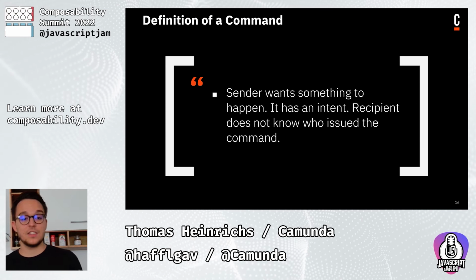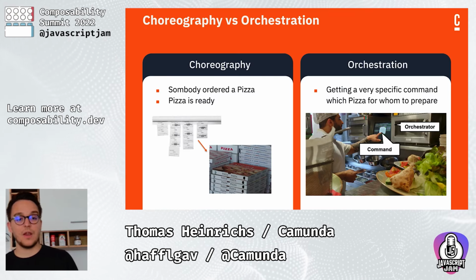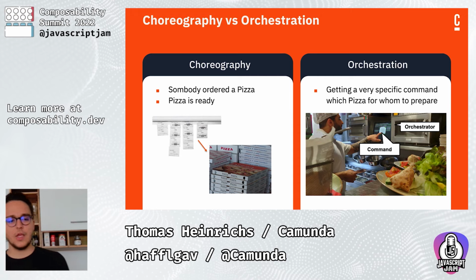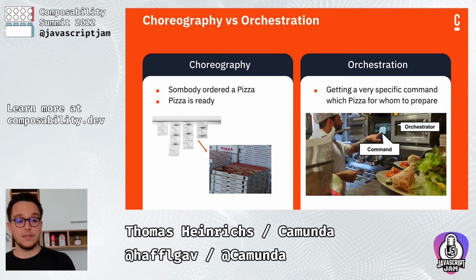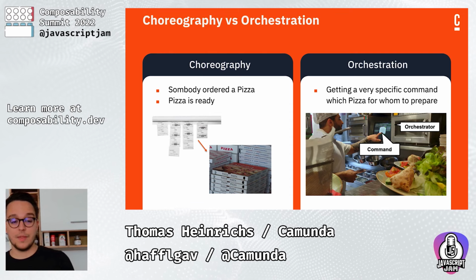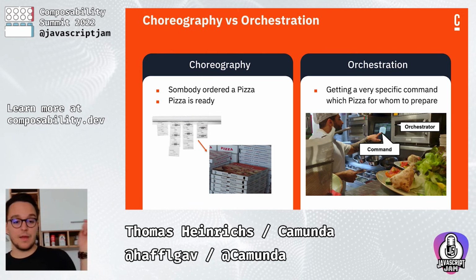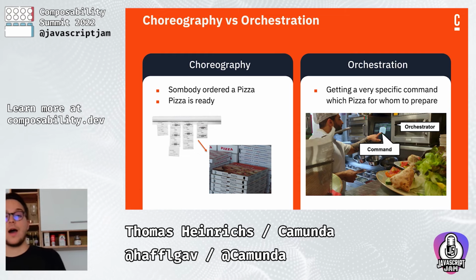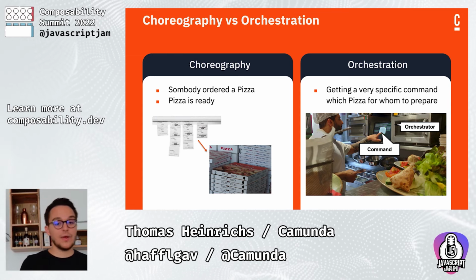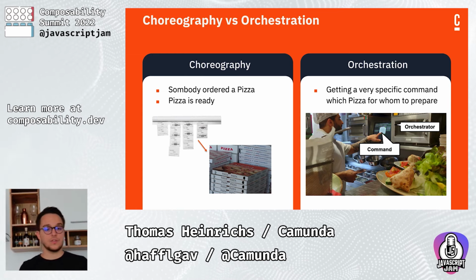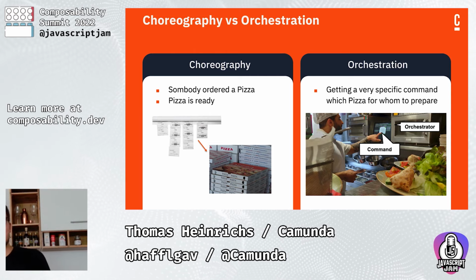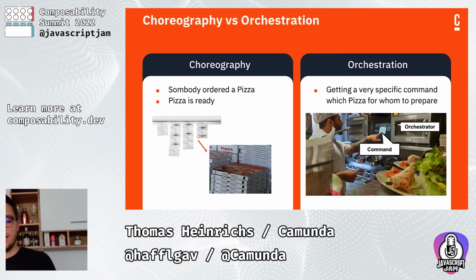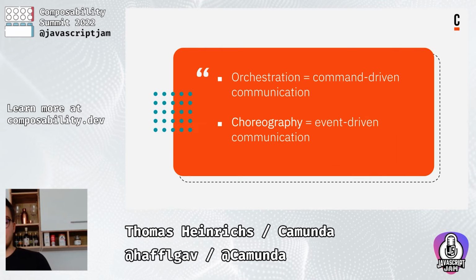Great. Having understood command and event-driven communication, we can move over to choreography and orchestration. When talking about choreography, we usually make use of events. So as you can see, somebody ordered a pizza. We have our Trello card here, we can pick it up, and then we can say, hey, pizza is ready. So in a choreography, we are highly relying on events. Whereas in an orchestra, or within the orchestration, we get a very specific command for which pizza to prepare for whom. And that's how we can make this differentiation.